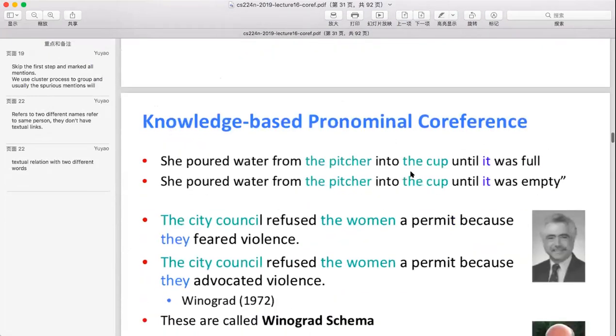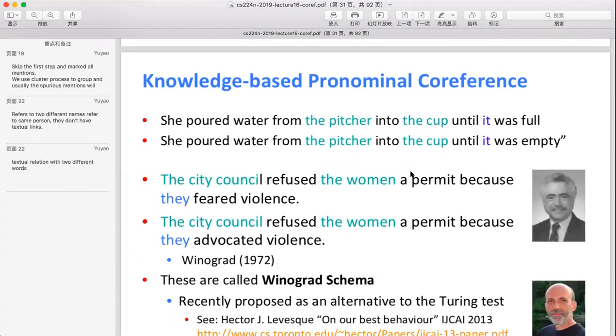So the next part is, we know that in a lot of cases, the sentence depends on knowledge. Let's read the first sentence, and I have a question here. "She poured water from the pitcher into the cup until it was full." What does "it" refer to here? Anyone can answer, you can just unmute yourself and tell me what "it" refers to. It's the cup. Yeah, great.